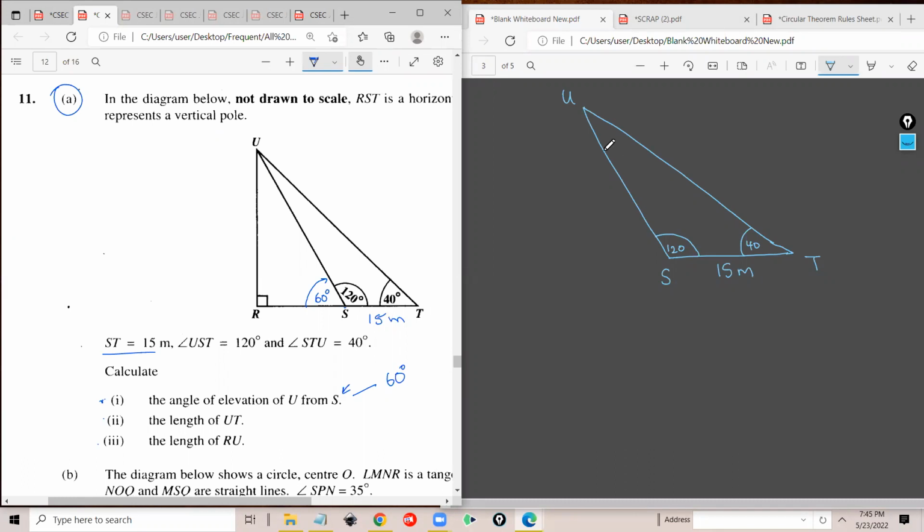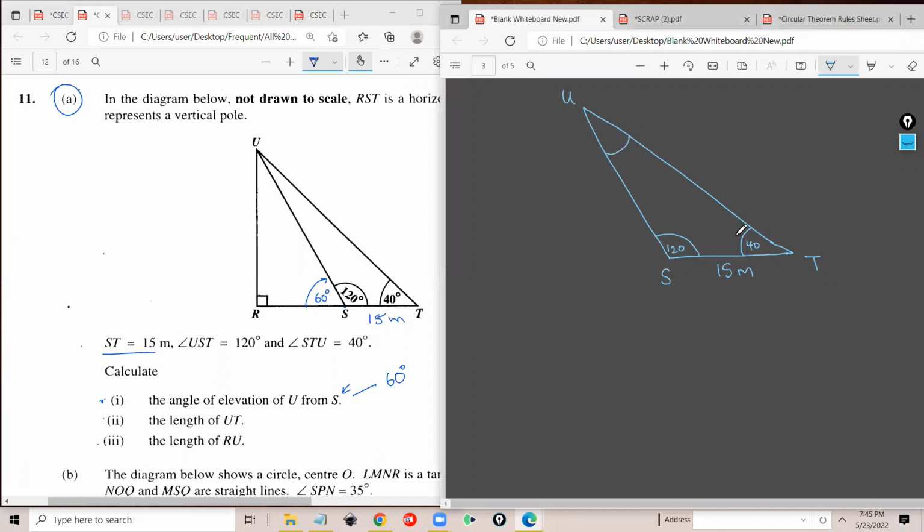And just like the previous question, all the angles in a triangle add up to 180. So we can more than find this angle, even though we mightn't use it. Let's just find it just in case. How much is that angle? 120 plus 40, minus it from 180. I'm getting 20 degrees over here. And they ask us to find UT.